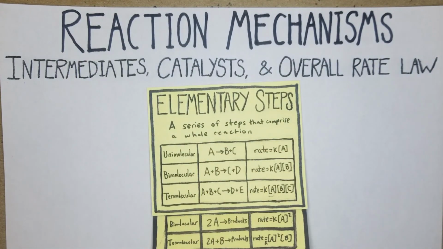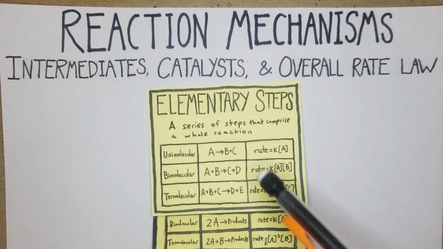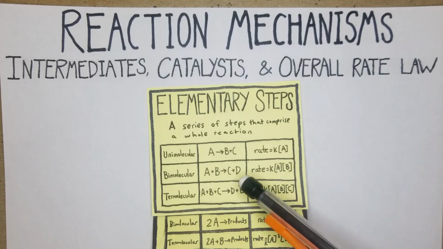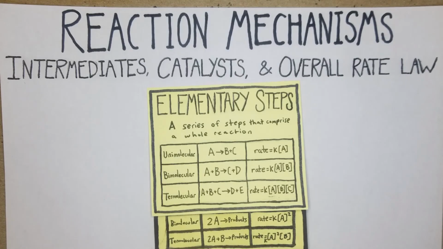Elementary steps are a series of steps that comprise a whole reaction, and you can simplify them into these. So A yields B plus C, B plus C yields C and D, ABC yields DE, and so on and so forth. Essentially, what is relevant is how many moles of a reactant there are. So the products really don't matter for deciding the elementary step, or whether it's unimolecular, bimolecular, or termolecular. These ones down here I separated out because I think they're more likely to throw someone off.